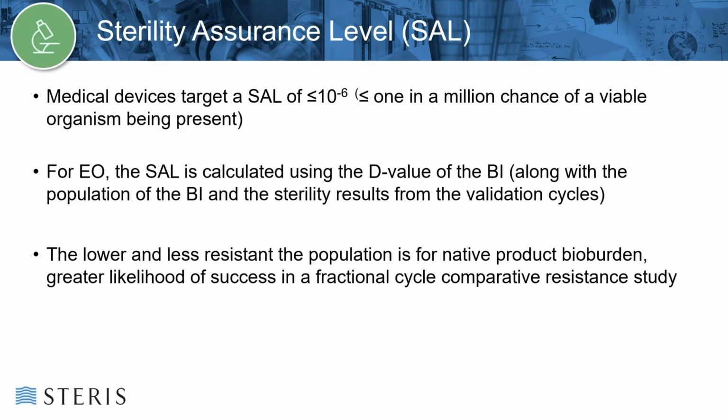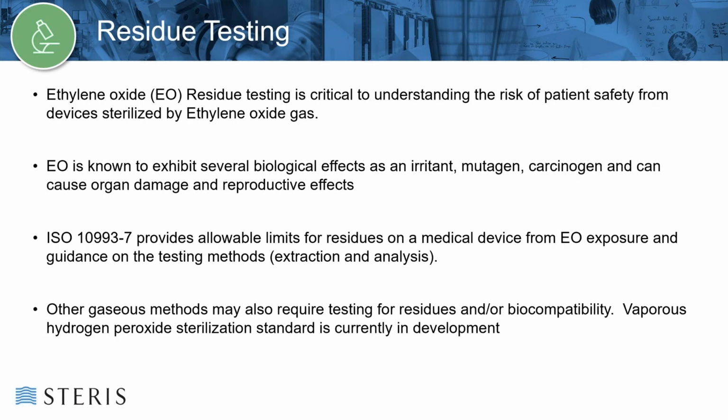Medical devices target a sterility assurance level of 10 to the minus 6, which is the probability of 1 in 1 million of a non-sterile product. For ethylene oxide, the sterility assurance level is calculated by using the BI along with the population of the BI and the tests of sterility from the validation cycles. Again, the lower and less resistant the bioburden is from the product, the greater the likelihood of success in the fractional cycle.